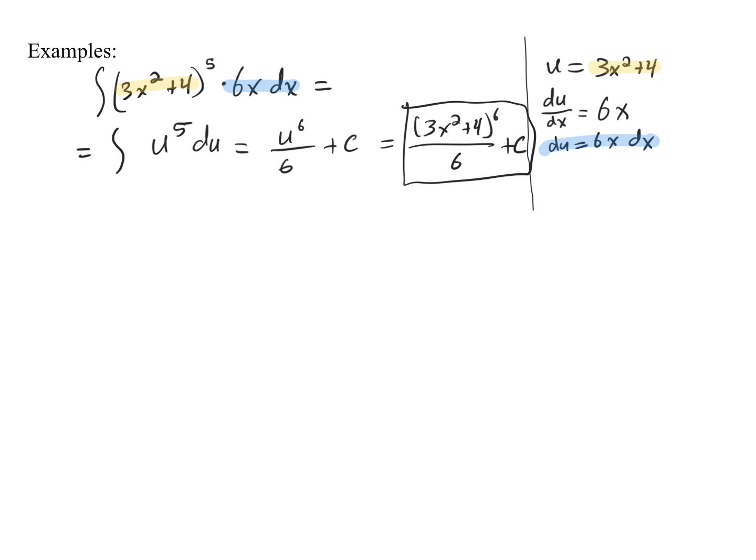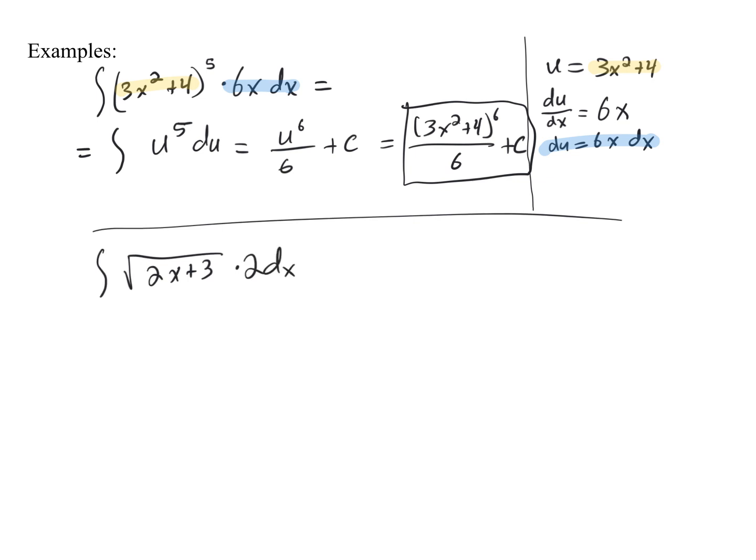All right, let's look at another example. So this time, let's find the antiderivative of the square root of 2x plus 3 times 2 dx. Now, like I've done in other problems in the past, I'm just going to immediately convert a square root to be the 1/2 exponent, because I have a feeling that that's going to be easier for me to think about.